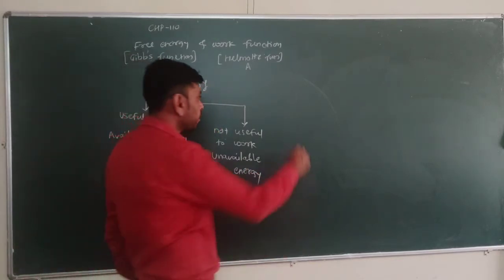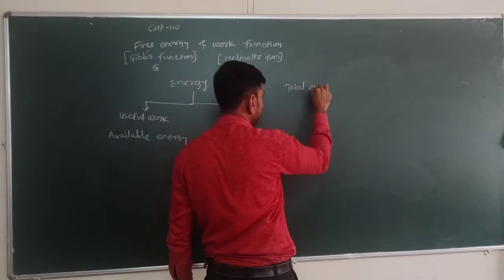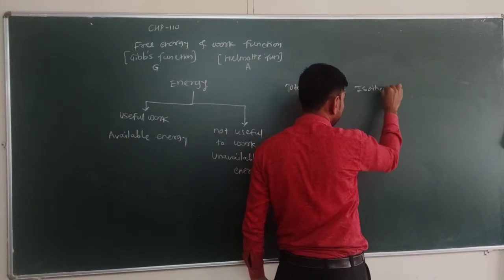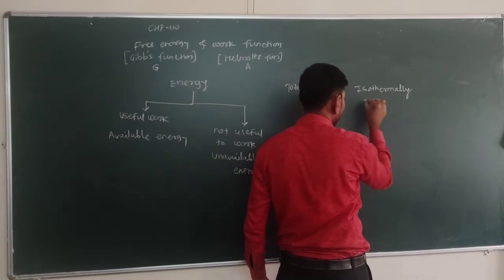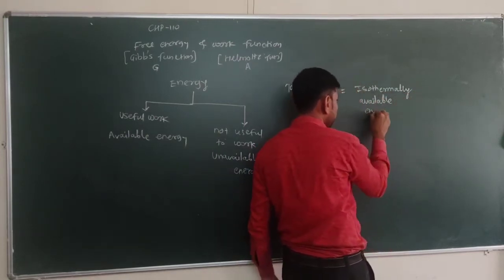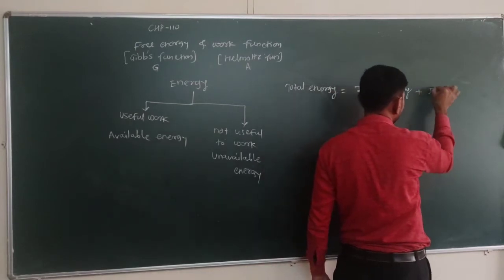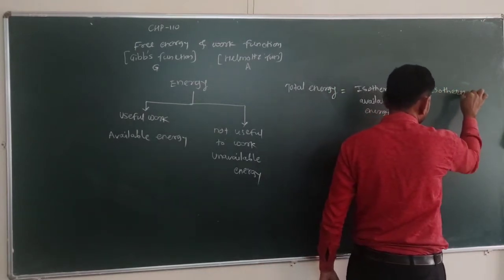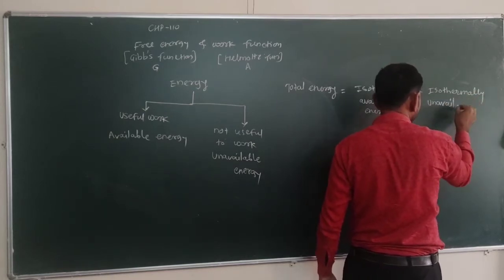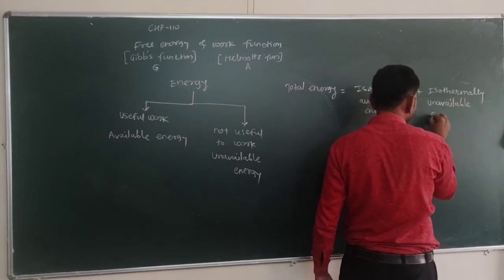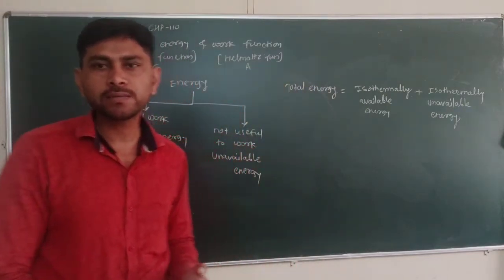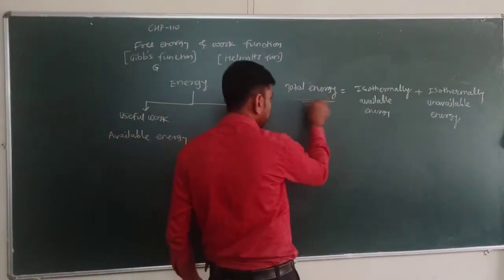So how can we state total energy? Total energy is the summation of isothermally available energy and isothermally unavailable energy. So these are the two forms of energy, available energy and unavailable energy, and total energy is the summation of available energy as well as unavailable energy.